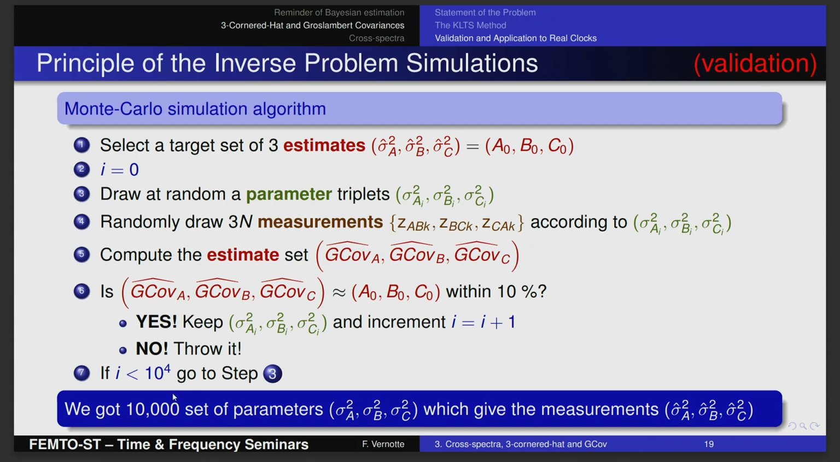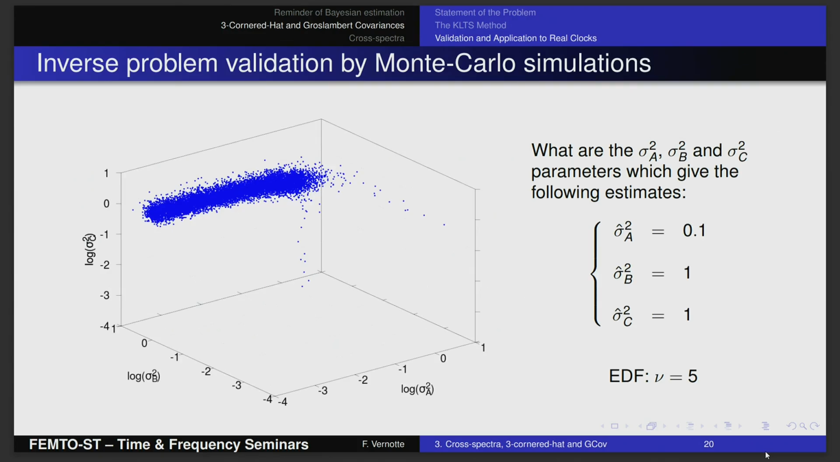And once you did that, you have a set of 10,000 parameters which are able to give the measurement targets which are here. So it's something that you can now use to verify the results that you get. Just in order to give an idea, for instance, here I have a target which is the measurement: for A 0.1, for B 1, for C 1. You have an equivalent degree of freedom of 5. All that has been determined.